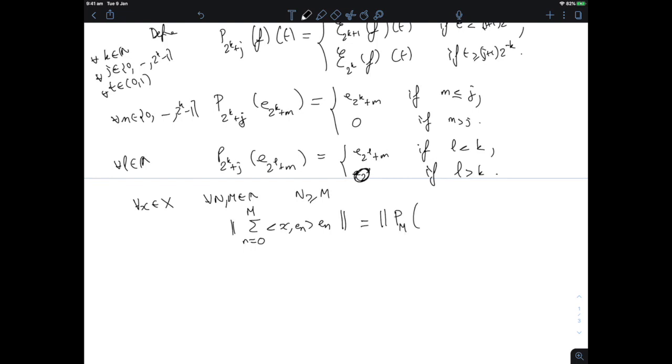P_M applied to the sum n equals 0 to capital N of x e_n, because what this P capital M is going to do is send any element in that larger sum that comes after capital M to 0, and keep all the elements up to capital M unchanged. So this is really like partial sum projections. Now the question is, well, these are the partial sum projections.